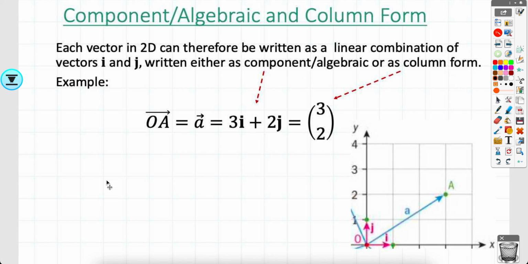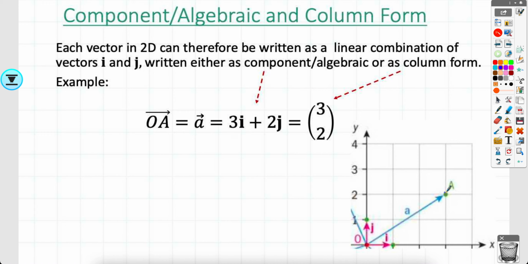So based on this, in 2D, I can write all my vectors as a linear combination of this i and j. So instead of having it written as a position vector or just a free vector, I can represent them using component or algebraic form. So we call them both either component form or algebraic form. You need to know the names just in case questions ask you for a specific form. So this is where you are writing each component separately. So the i and the j.